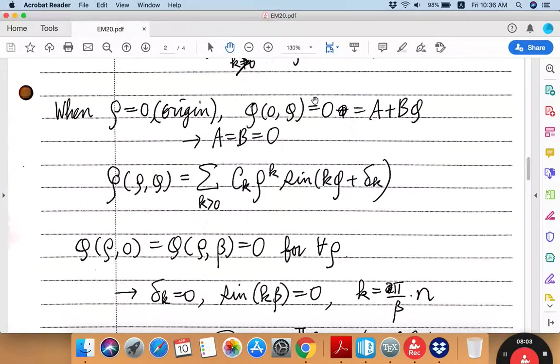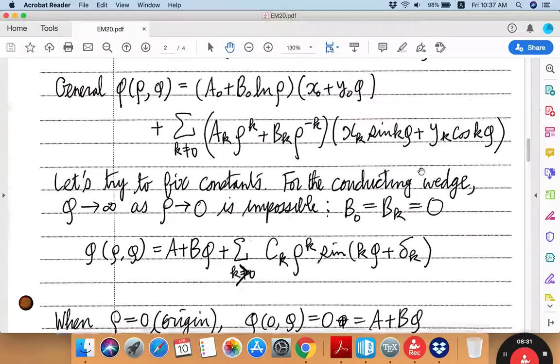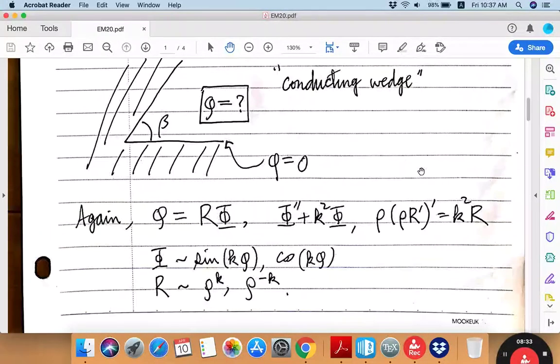And the only way to make sure that a 0 potential is satisfied is by requiring that both of these constants vanish. So now we have an even simpler form of the potential. So now this is getting kind of fun. We're incrementally approaching the true solution of the problem. Now, let's look at some more boundary conditions.